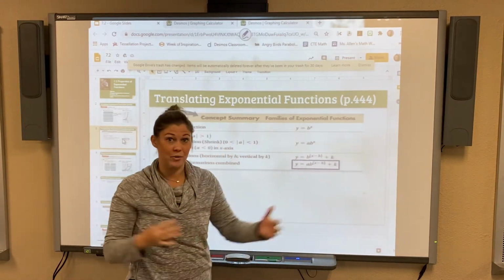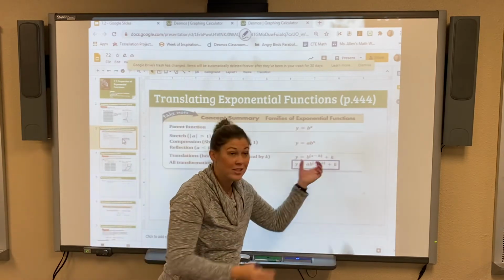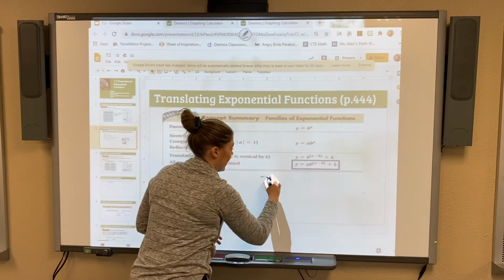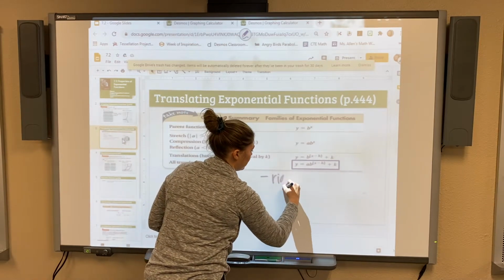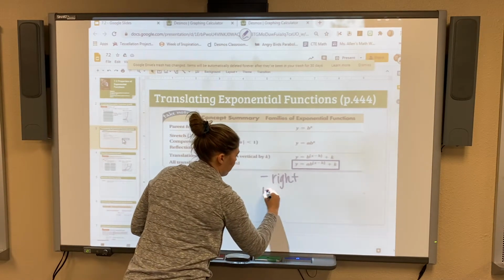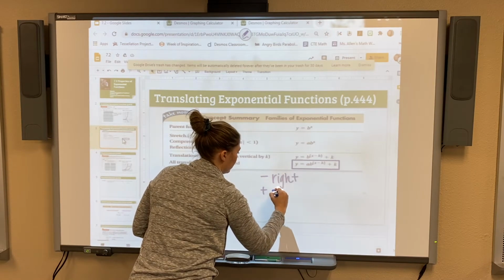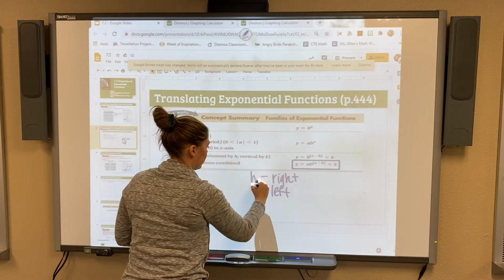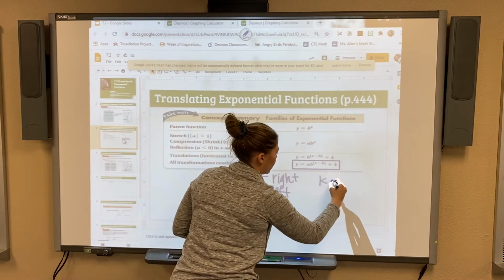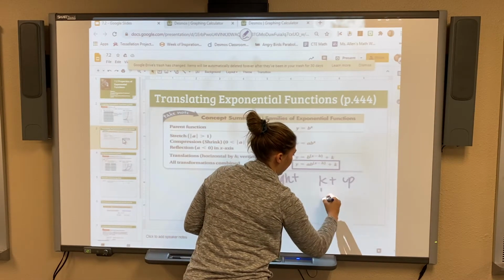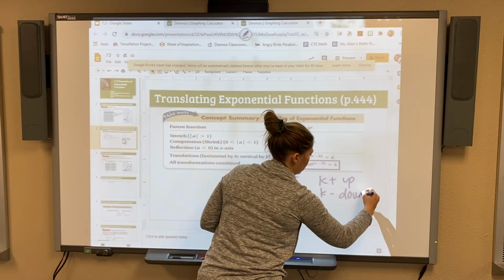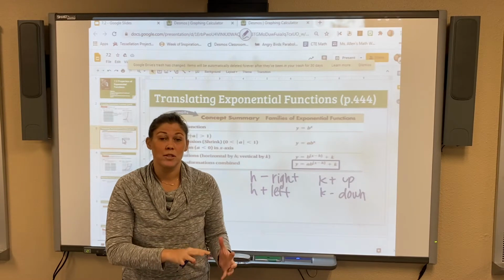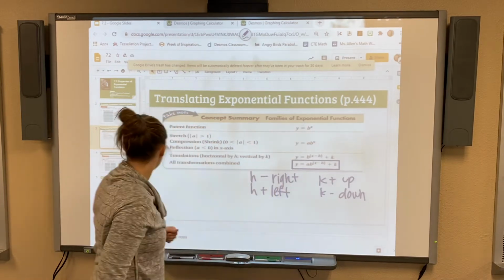h moves it left and right, and we know if you look here, it's in parentheses. It's always opposite of what you think. So if h is negative, it moves to the right. And if h is positive, it moves to the left. And then if k is positive, it moves up. And if k is negative, it moves down. Same thing that we've talked about in previous chapters. So now we're going to apply it to exponential functions.